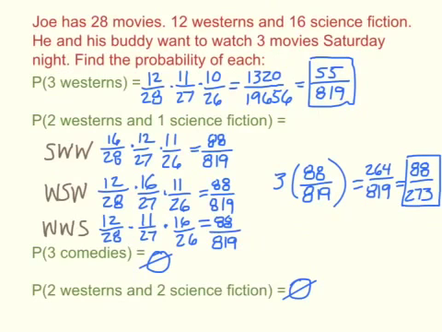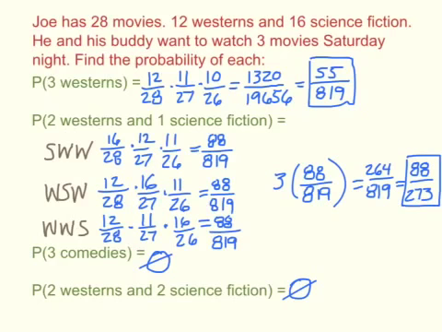Next situation, Joe and his buddy got a selection of movies, 28 movies. 12 of them are westerns and 16 of them are science fiction. And he and his buddy want to watch 3 movies on Saturday night. Find the probability of each. Well, what's the probability of him getting 3 westerns? Well, there's only one way he can do that: western, western, western.